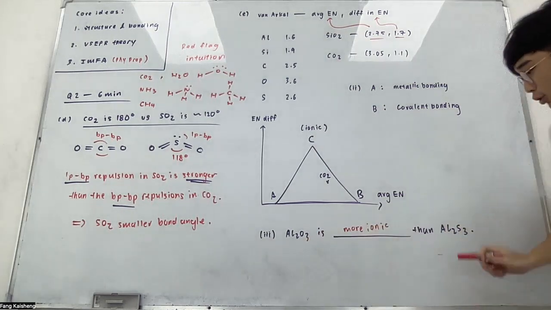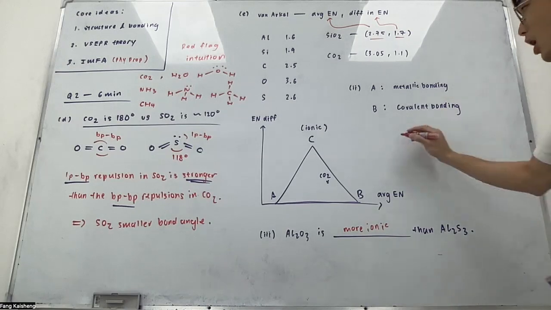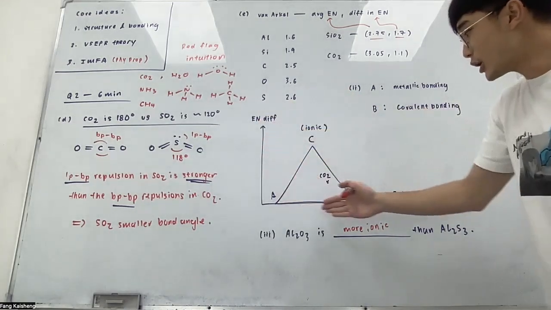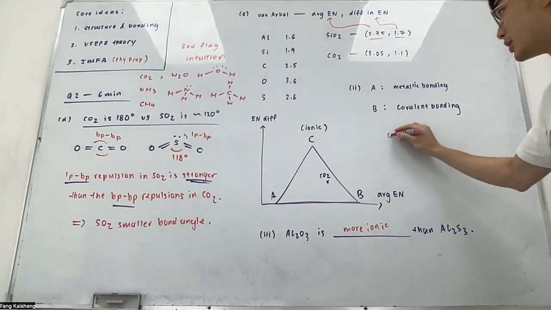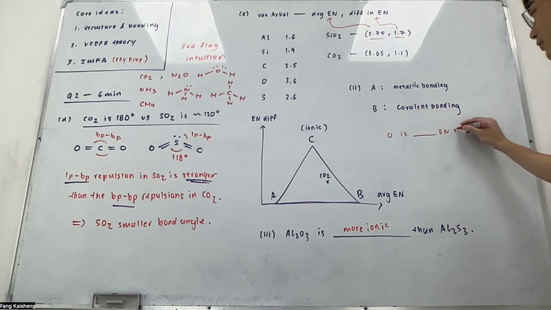So Al2O3 and Al2H3, the only difference is oxygen. You see our Van Arkel triangle uses electronegativity. So we discussed: oxygen is more or less electronegative.